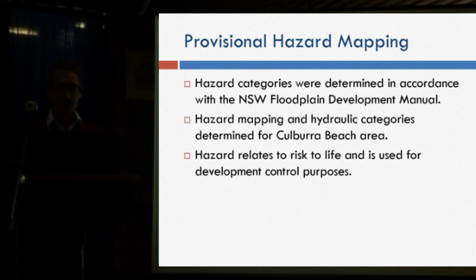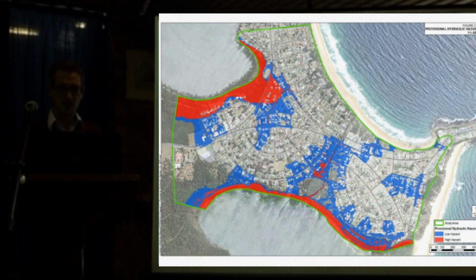The last thing I'm going to talk about is hazard mapping. This is to do with the risk to life that might occur from flooding. It's another one of the standard type things that we look at under the state government program. And it's associated with the depth of flooding, the velocity of it, whether it's likely to wash your car off the road if you try and drive through it. And we've done that process for Culburra Beach and for the lake.